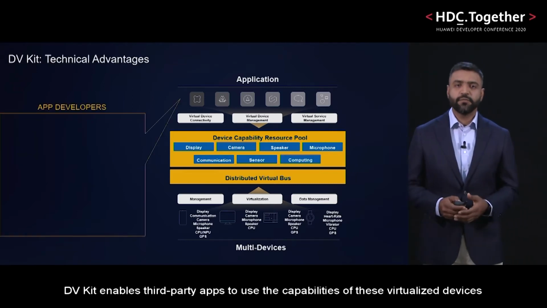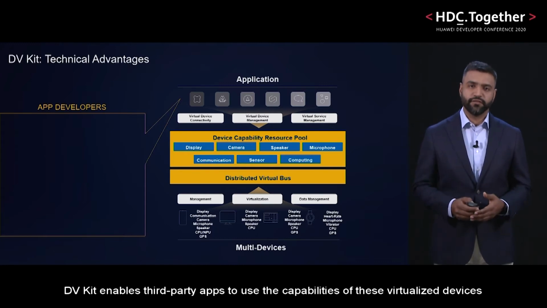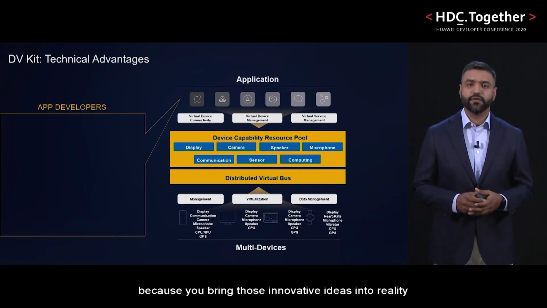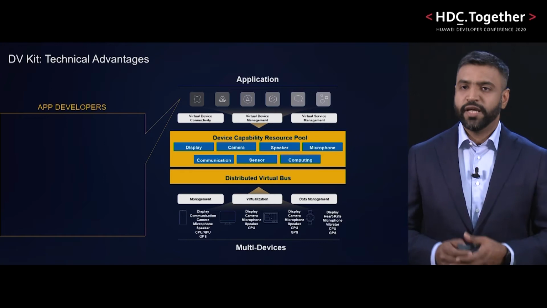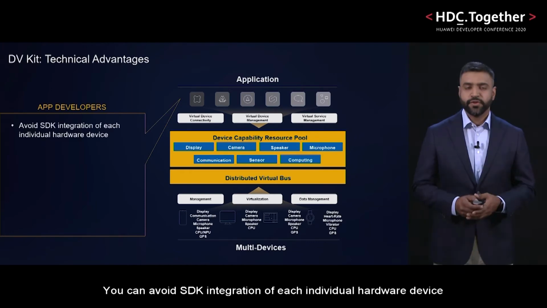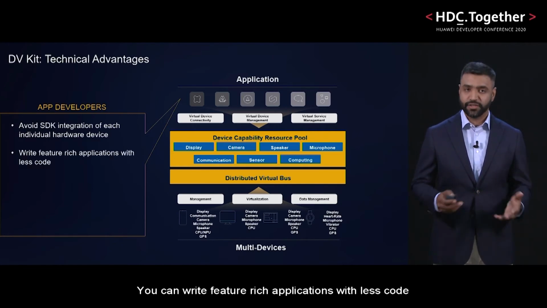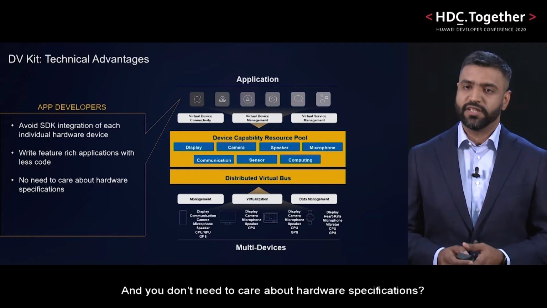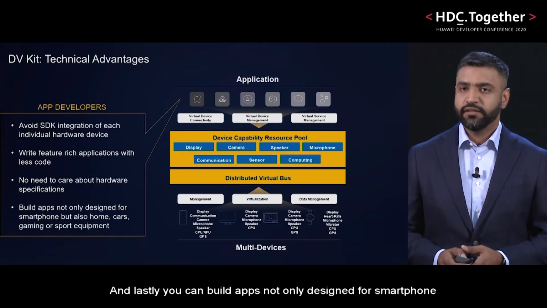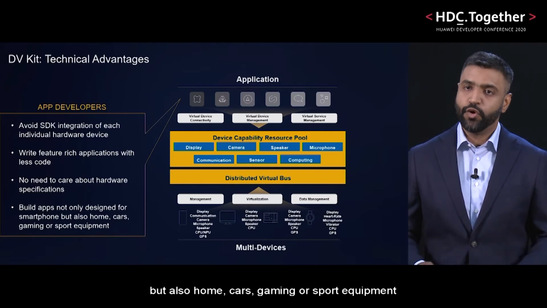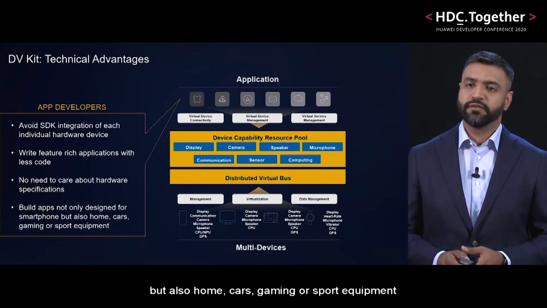DV-Kit enables third-party apps to use the capabilities of these virtualized devices. This is why app developers are extremely important for our ecosystem, because you bring these innovative ideas into reality. By integrating DV-Kit in your apps, you can avoid SDK integration of each individual hardware device. You can write feature-rich applications with less code. You don't need to care about hardware specifications. And last, you can build apps not only designed for smartphones, but also for home, cars, gaming, or sport equipment.